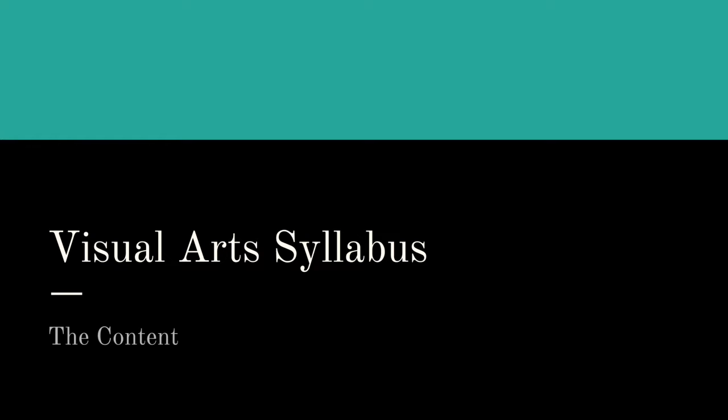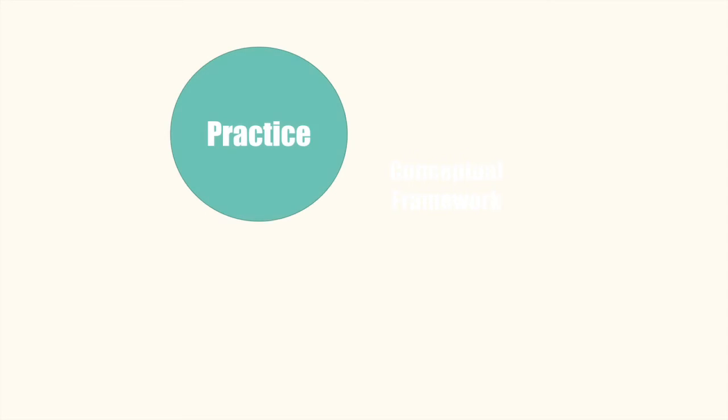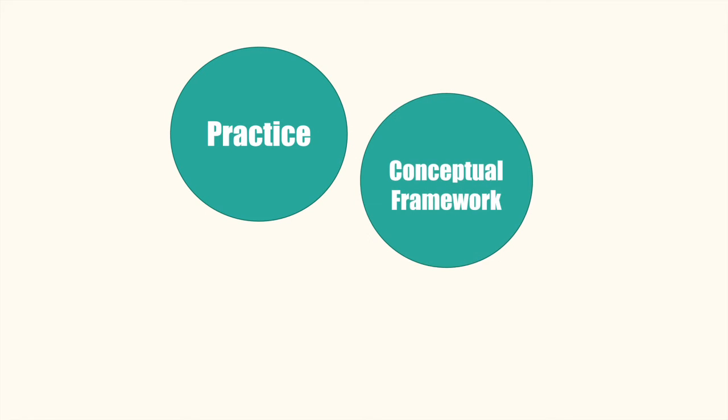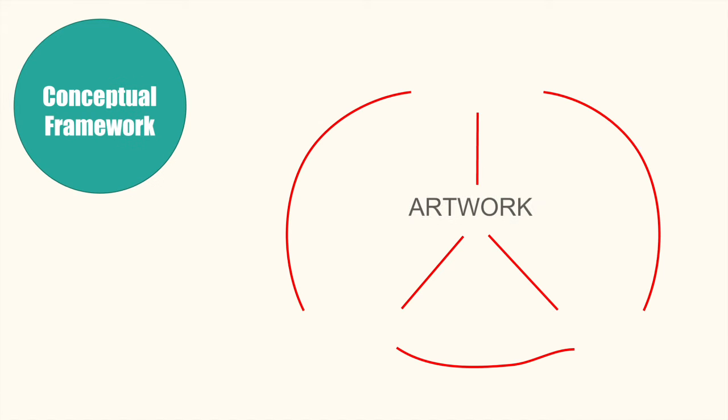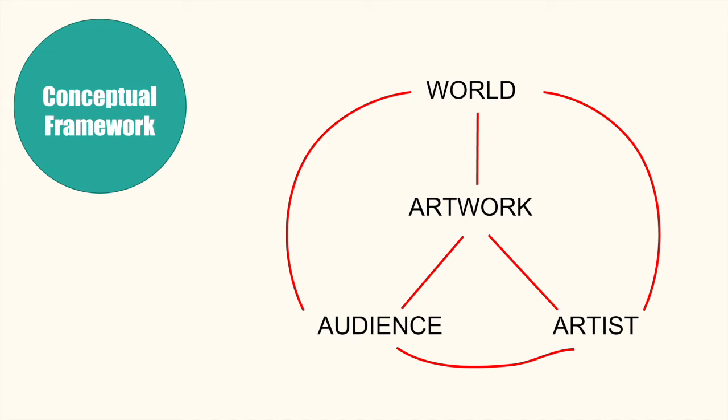Welcome to the second video looking at the Visual Arts Syllabus, the content areas. This particular video looks at the conceptual framework. Let's get started. As we already spoke about in the introduction, there are three different content areas in visual arts: practice, conceptual framework, and the frames. Essentially, the conceptual framework is made up of four different agencies.